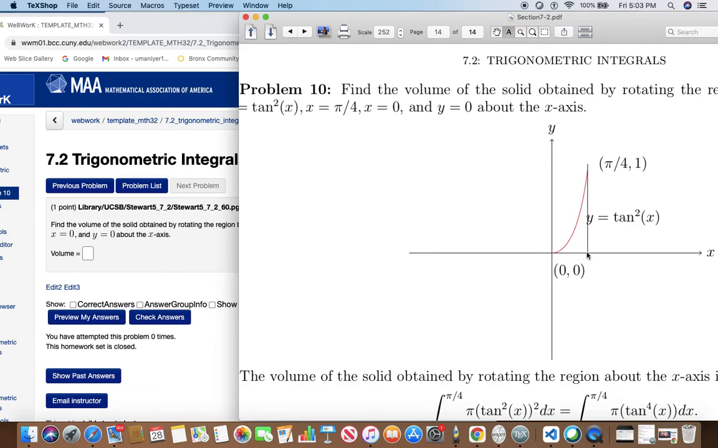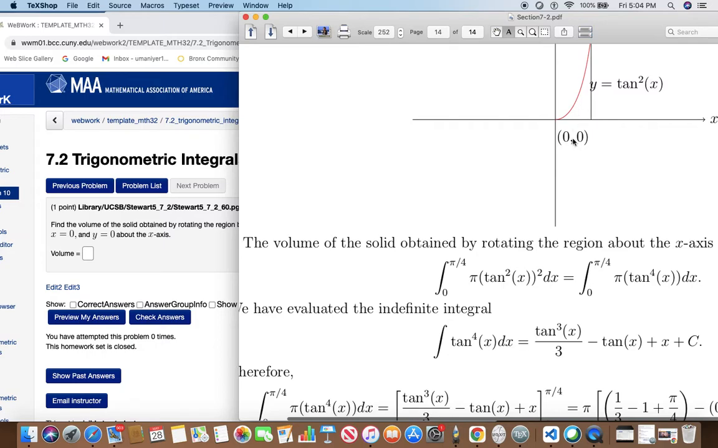x equals 0 is this line segment. y equals 0, that's y equals 0, then x equals pi over 4 is this line segment, and there is x equals 0. Okay, you don't need all of that. All you need is this region between the curve, this line segment and this line segment, and you're going to rotate it about the x-axis. So if I'm going to rotate it about the x-axis, I'm going to take integration horizontally from 0 to pi by 4.